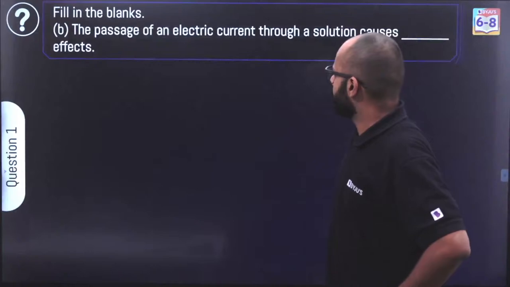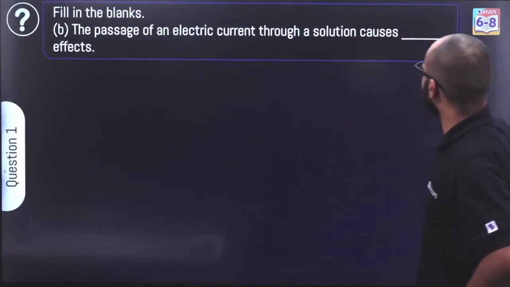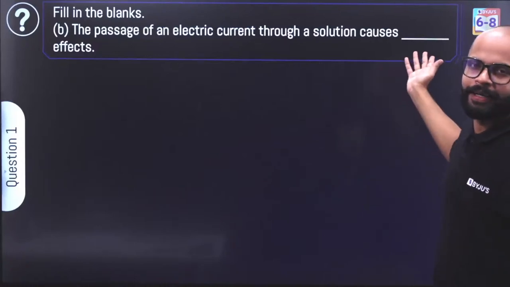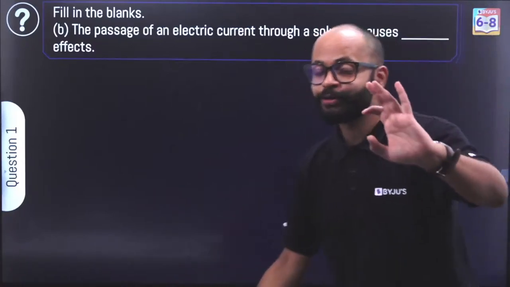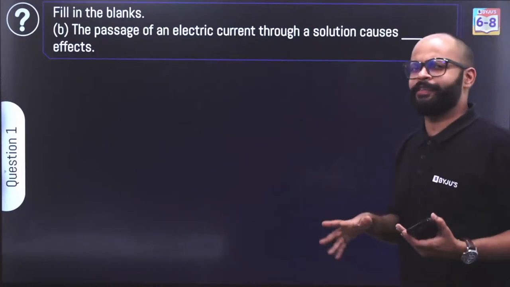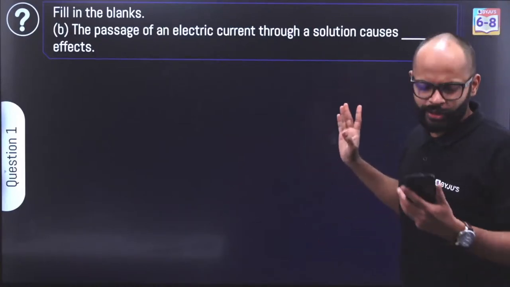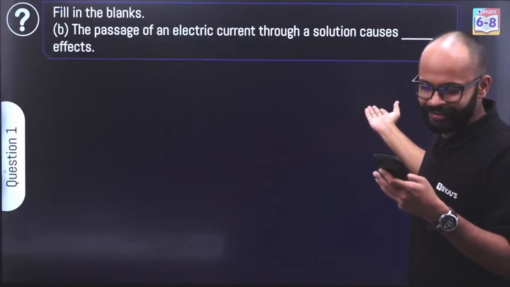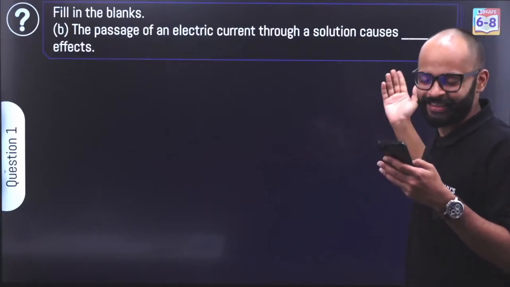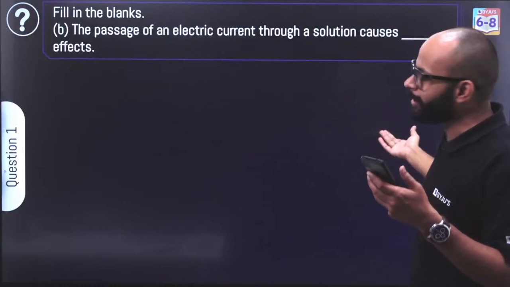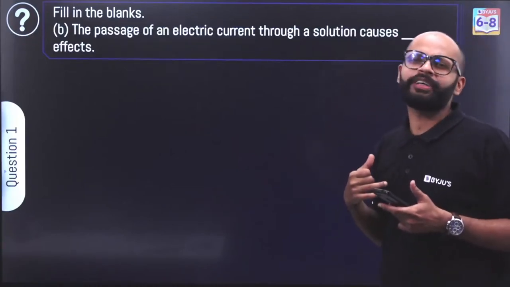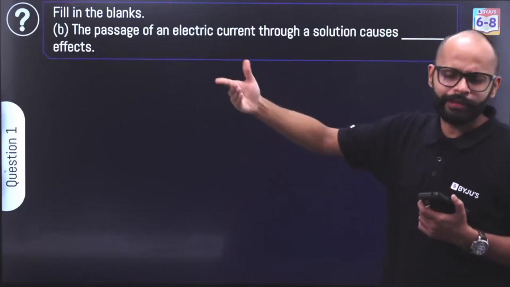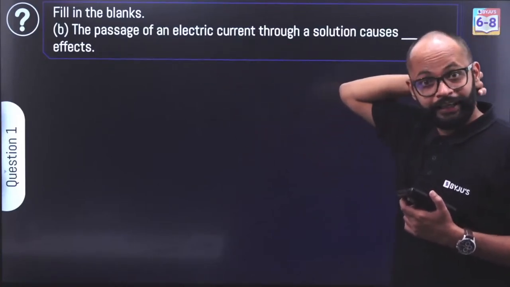Chalo, next question. The passage of an electric current through a solution causes dash effects. See, NCERT questions are very easy. I'm telling you, let's not waste a lot of time on them. All these are very easy questions. Chemical, haina? Chemical effects. Electrical effects we call mostly heating effects. So these are chemical effects of electric current, haina?